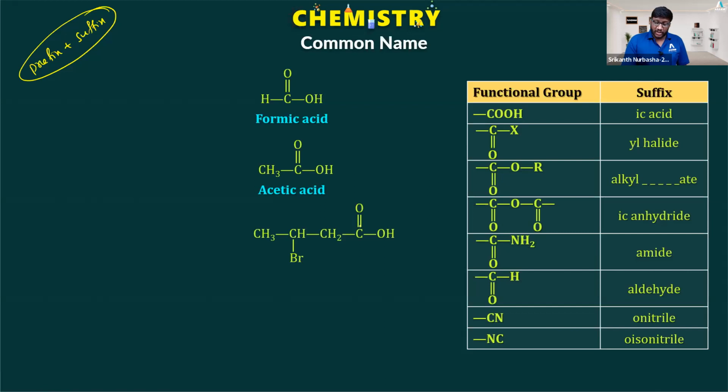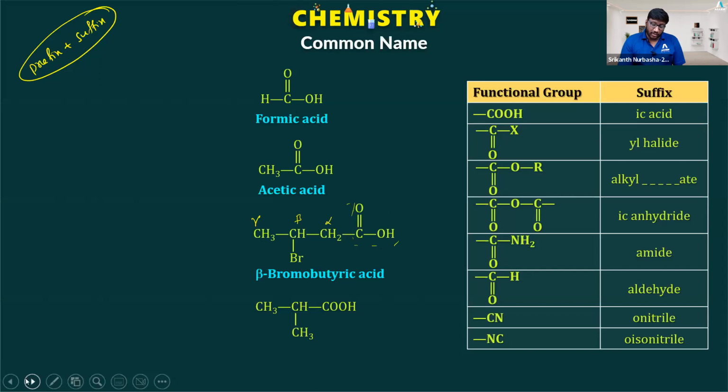CH3CHBrCH2COOH. How many carbons? 1, 2, 3, 4. 4 carbons are there. You have to include the carbon of the functional group as well. So 4 carbons means butyr, and ic acid. But we have bromine also, right? On what position is the bromine? This is alpha, this is beta carbon. COOH is the functional group. With respect to the functional group, the next carbon is alpha carbon, after that beta, after that gamma. So on the beta carbon we have bromo. So beta-bromobutyric acid.